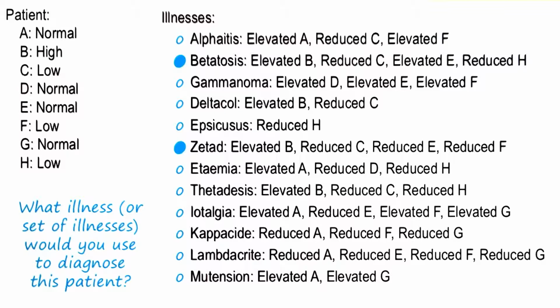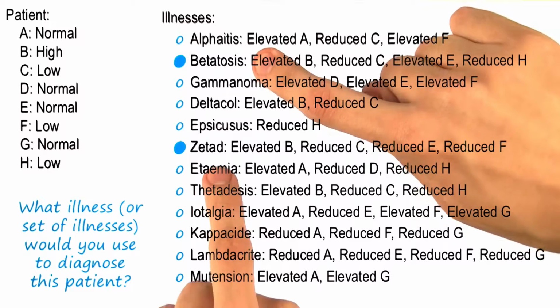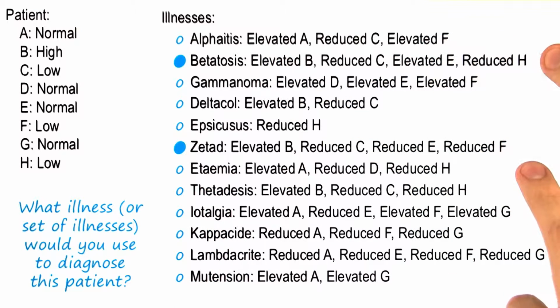What answer did you give, David? So my answer is that the best explanation is a combination of beta-ptosis and zeta-ad. By combining these two illnesses, we can cover all of the data we saw over here.